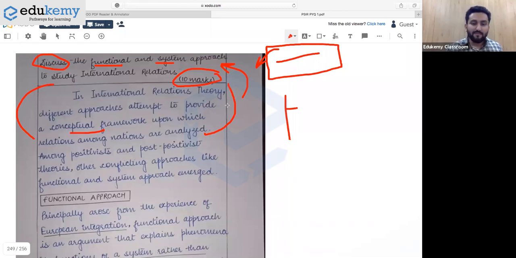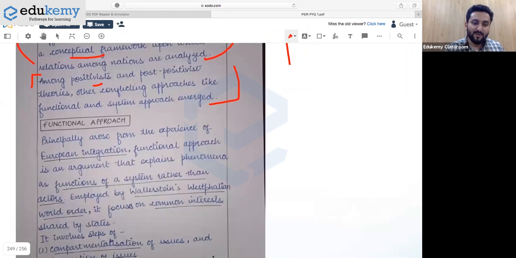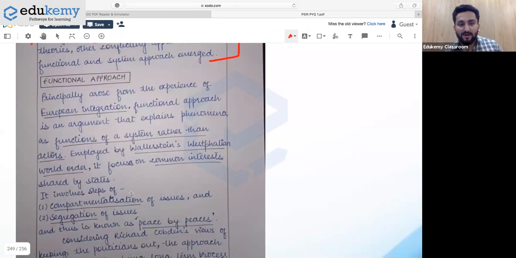Okay. Next, among positivists and post-positivist theories, other conflicting approaches like functional system approach emerged. So these are the broad subheadings when it comes to approaches in international relations, and within them, we saw the emergence of functional and system approach. When it comes to functional approach, you're using one subhead within a box, it principally arose from the experience of European integration. We are talking about how Europe was integrating.